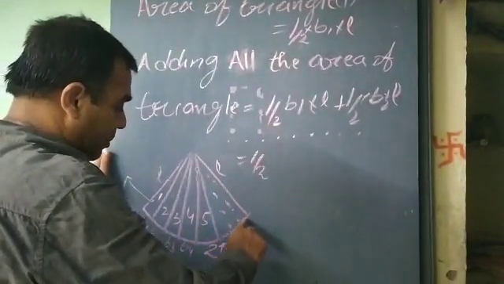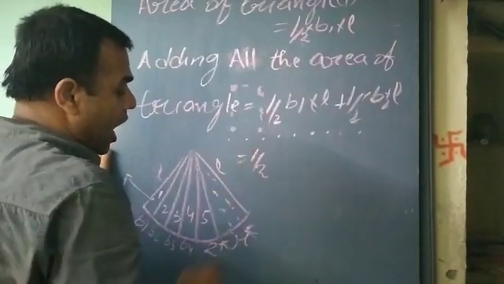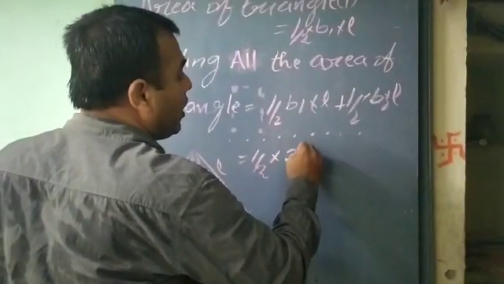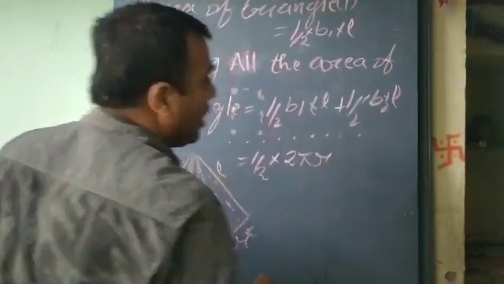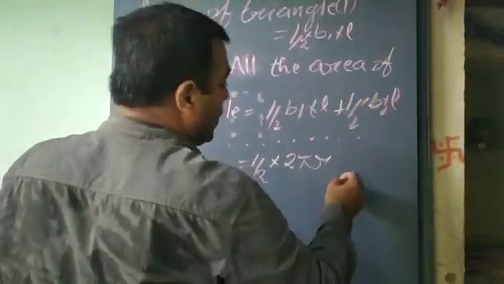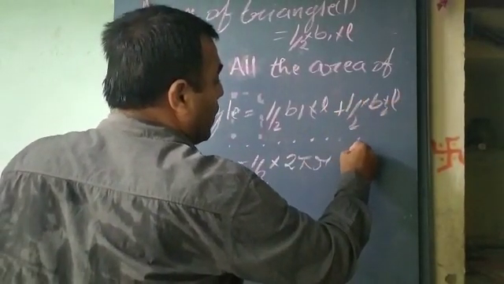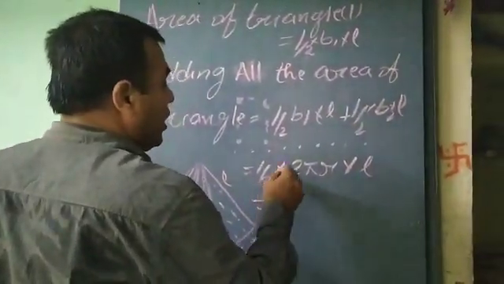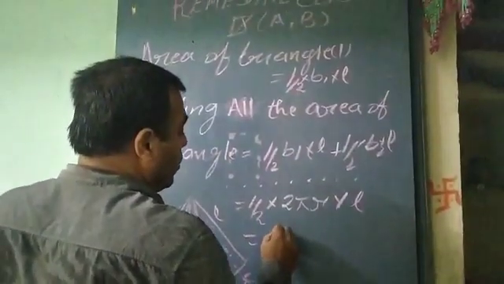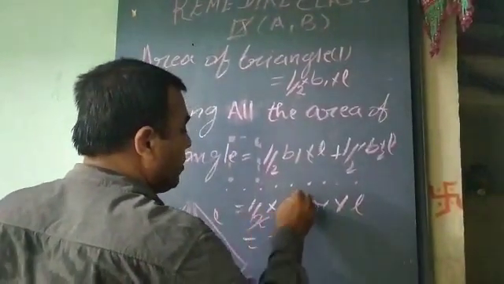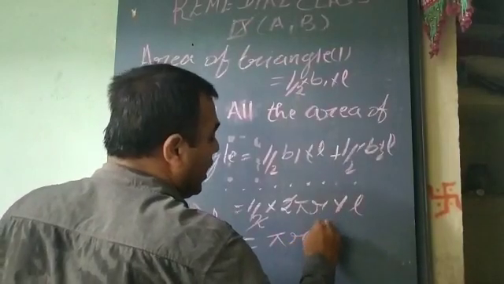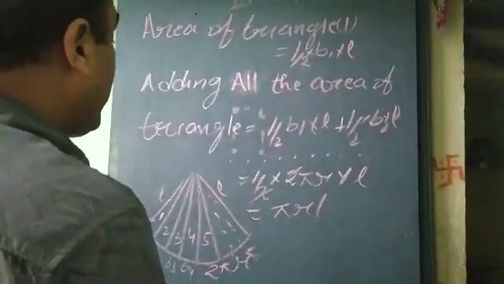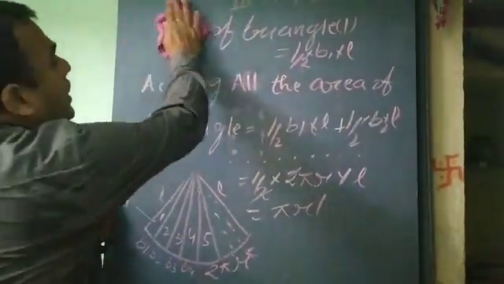When we add them, the sum of the bases will be equal to 2 pi r. So the base equals 2 pi r, and L is common. So the curved surface area equals 1 by 2 into 2 pi r into L, that is pi r L. So we have found the curved surface area.